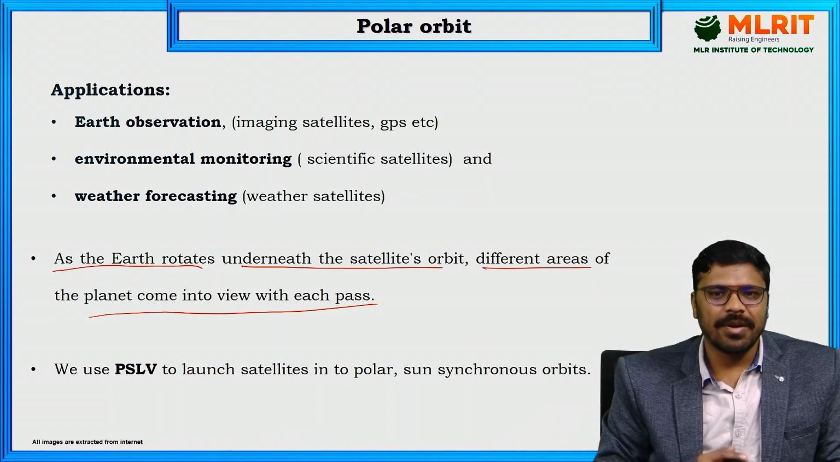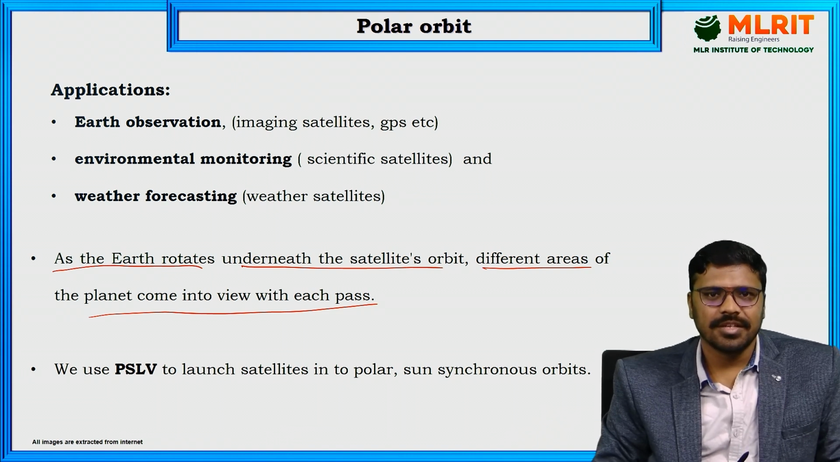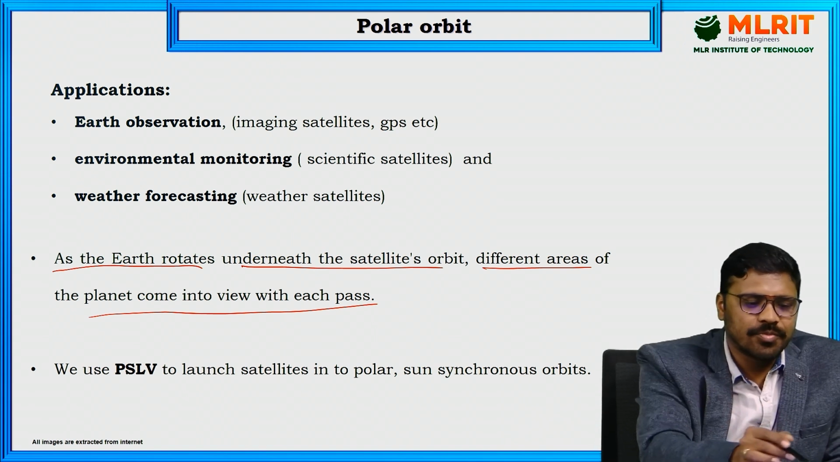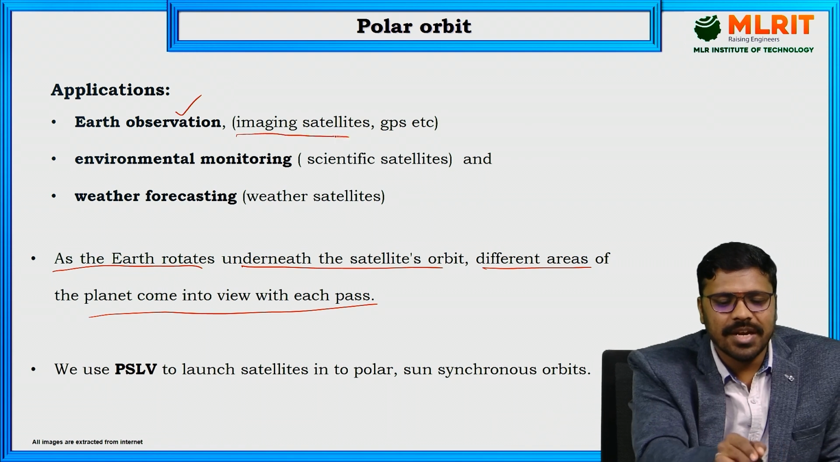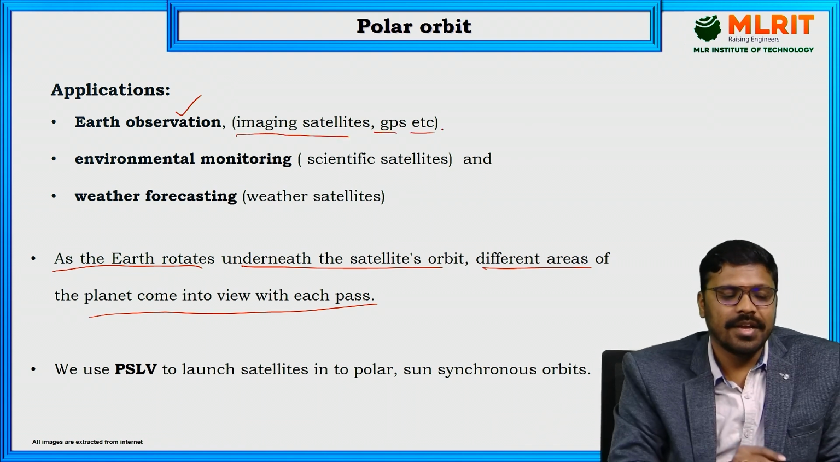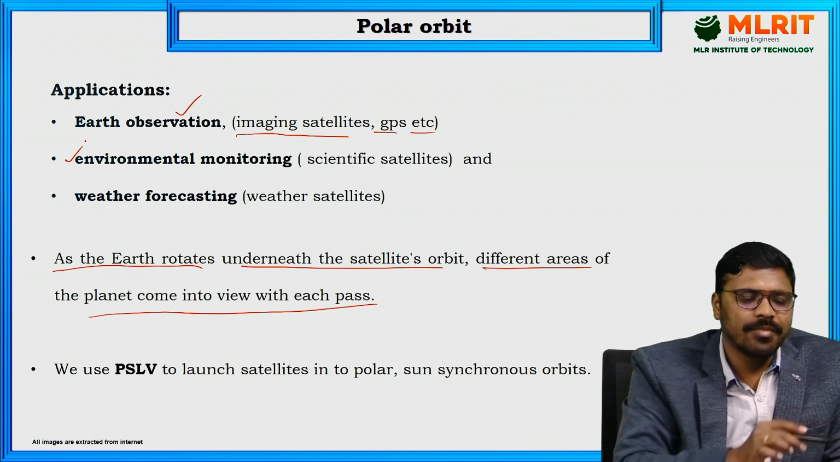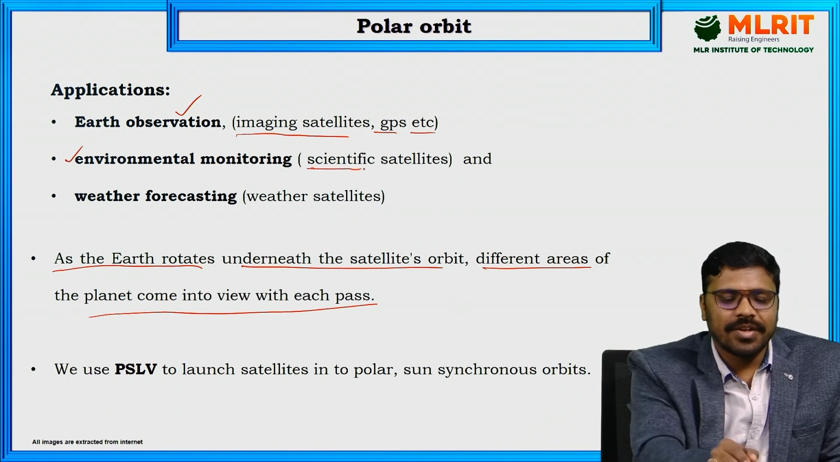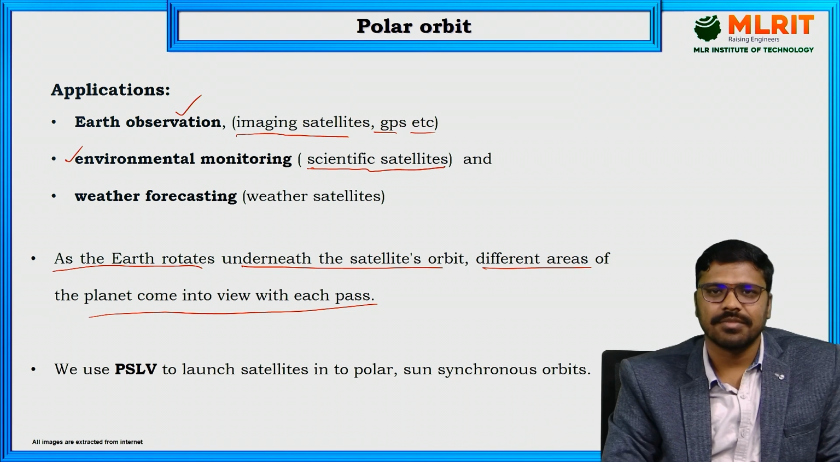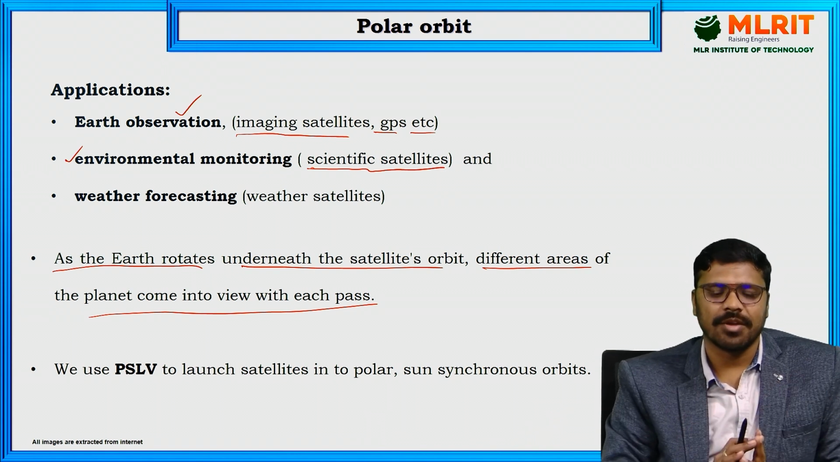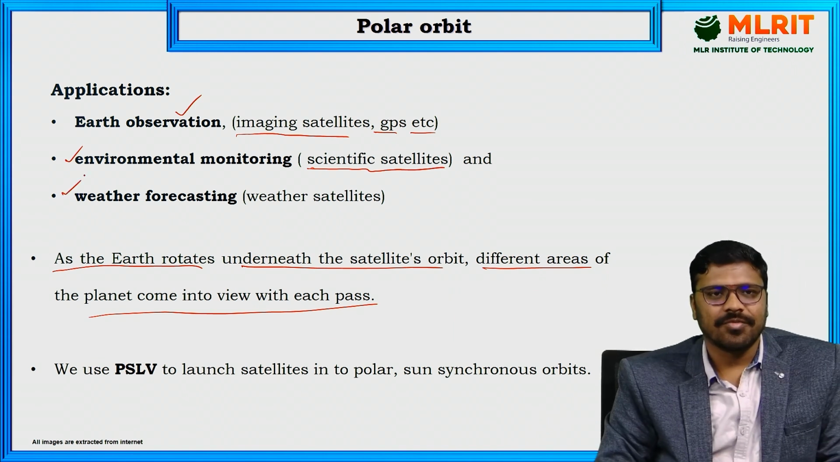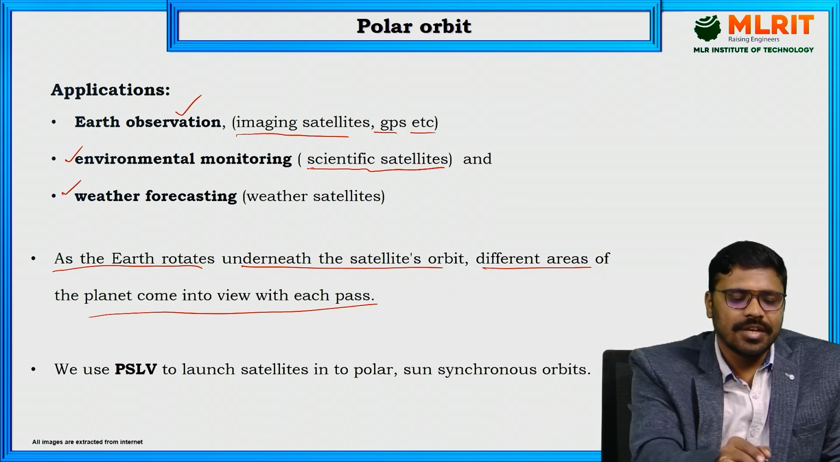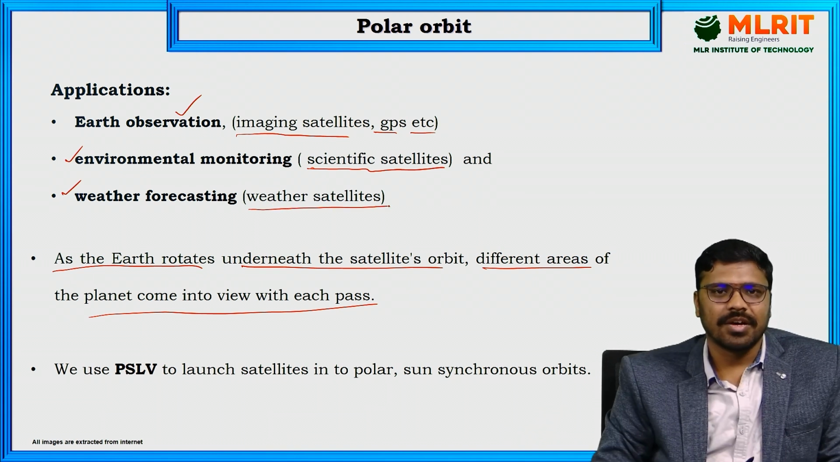Coming to the applications, for what purpose do we use polar orbits? Generally we use polar orbits for Earth observation. In order to do Earth observation, we use imaging satellites, GPS, etc. Next, we also use polar orbits for environmental monitoring. We launch scientific satellites in polar orbits and observe the changes in the environment. And we can also use polar orbits for weather forecasting. Here we use weather satellites launched in the polar orbit.